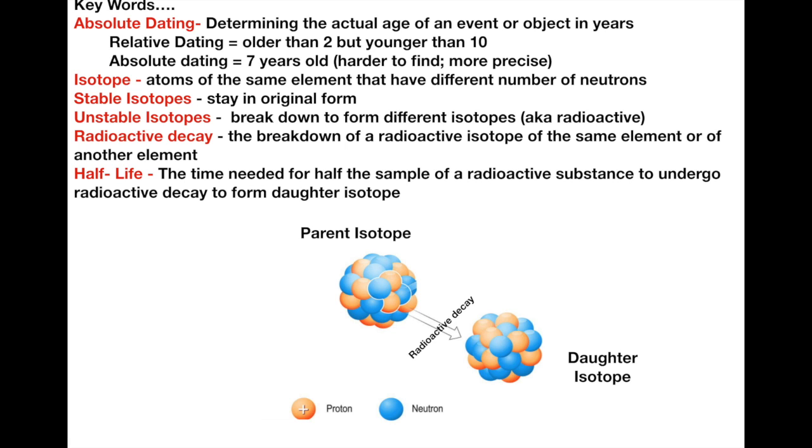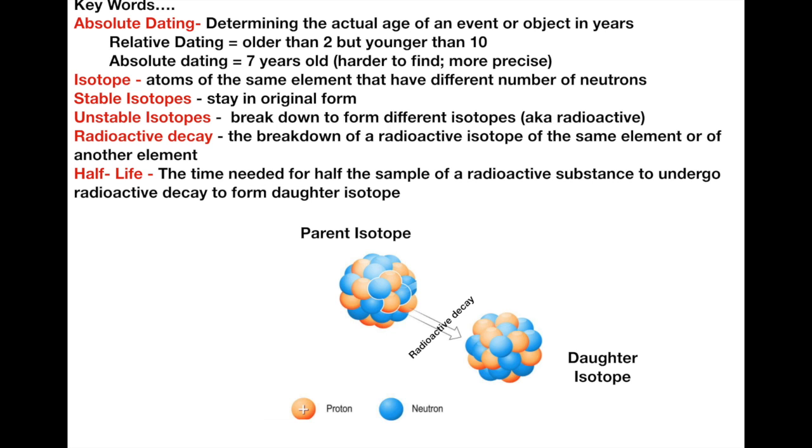Relative dating is simply going to tell you whether you're older or younger than something else. For example, if I told you I was older than 2 years old, but younger than 10 years old, you don't know my exact age, but you know I'm within the range between 2 and 10. Absolute dating will tell you exactly I am 7 years old. Absolute dating is much harder to find because it is much more precise.